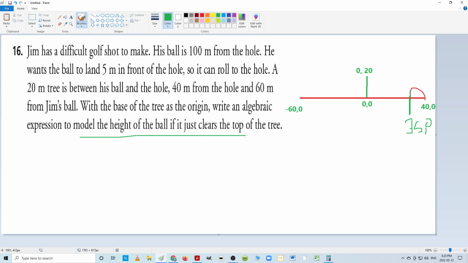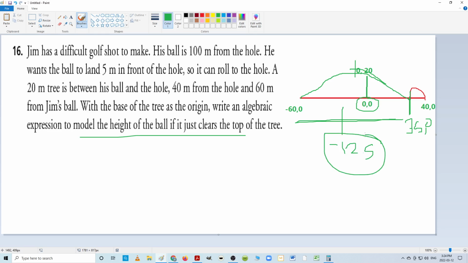Height of the ball, if it just clears the top of the tree. So that means 0, 0. That means we want to come down here and touch here. That's kind of weird. So I guess kind of like this. Now I can tell you the height's going to be there, and it's going to be on this coming down, because halfway between there, 35 plus negative 60, is negative 25 divided by 2, so it's negative 12.5 will be the x value of the vertex. Okay.